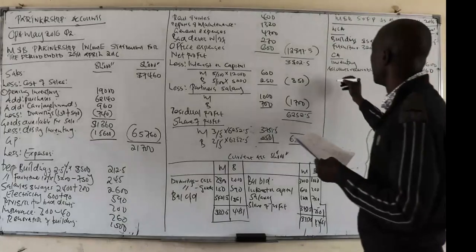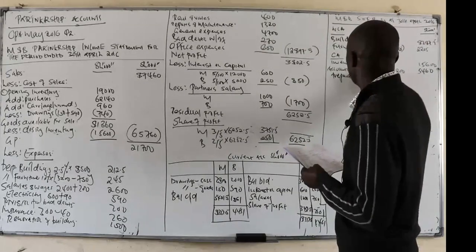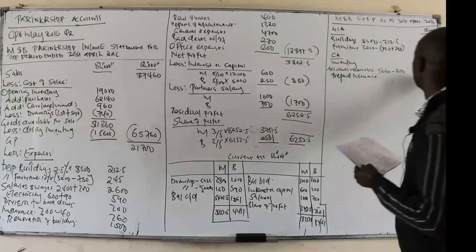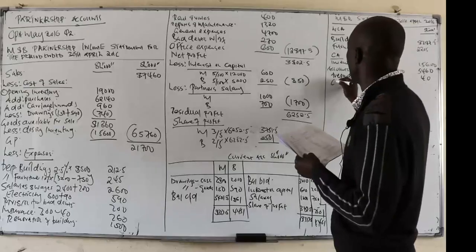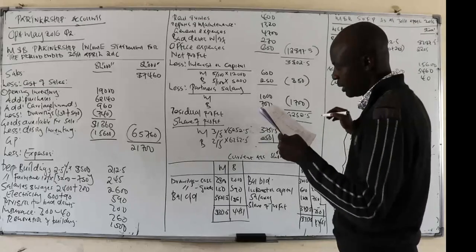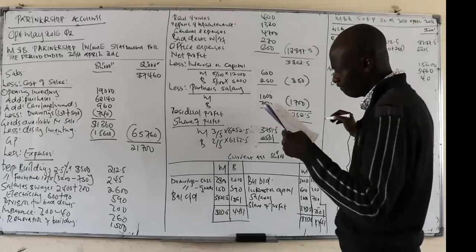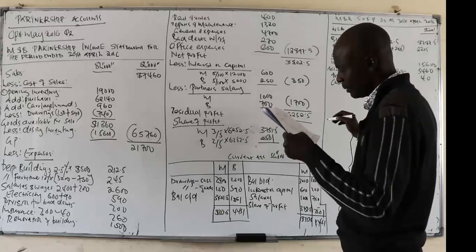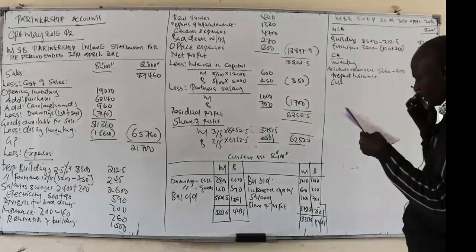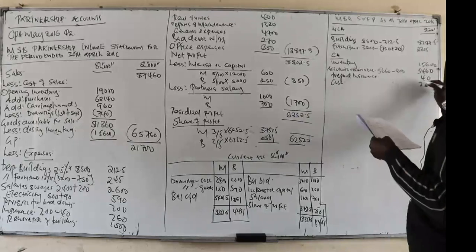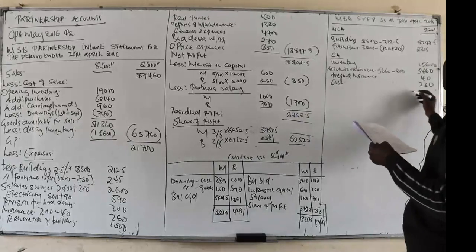Then we have prepaid insurance. What is the value of prepaid insurance? 40. And then we have cash, isn't it? How much is the cash? We had the cash. Where is the cash? 230. Yes. Any other asset that we are forgetting? I think those are the only ones, if I'm not wrong.